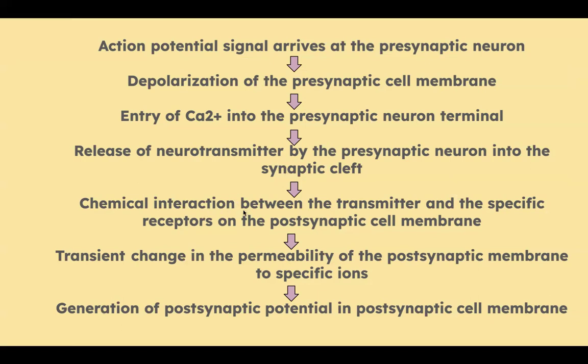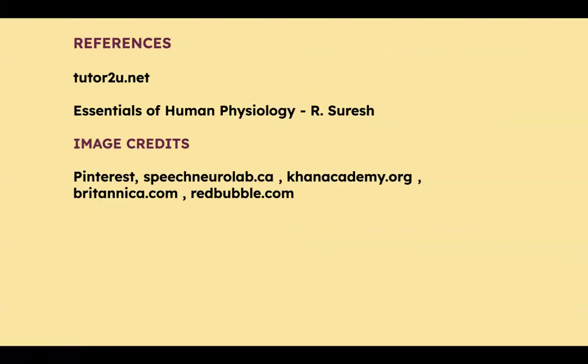Chemical interaction between the transmitter and specific receptors on the postsynaptic cell membrane. Transient change in the permeability of the postsynaptic membrane to specific ions. Generation of postsynaptic potential in the postsynaptic cell membrane.